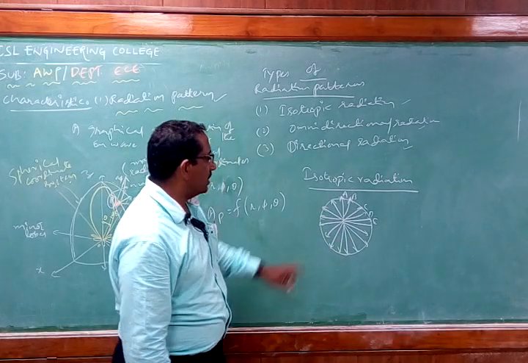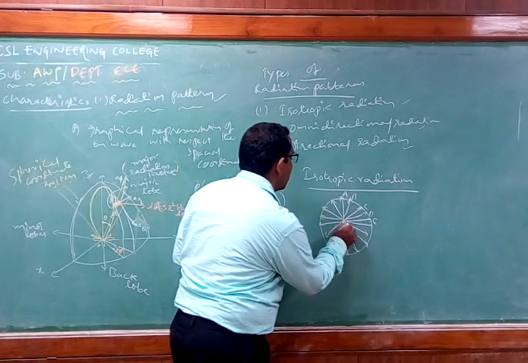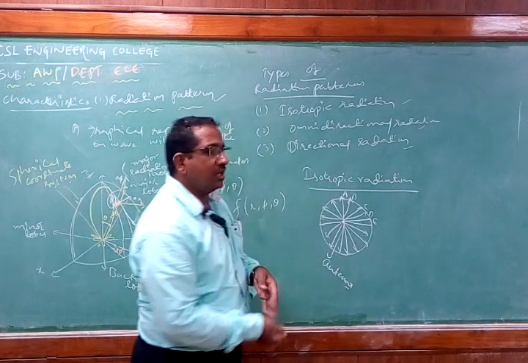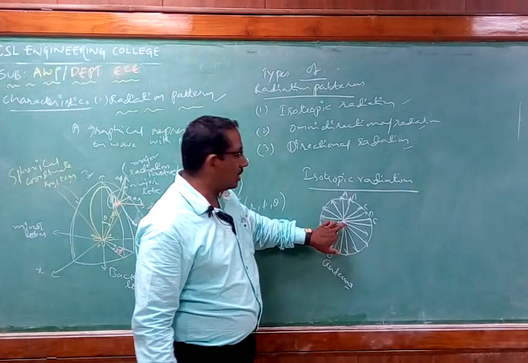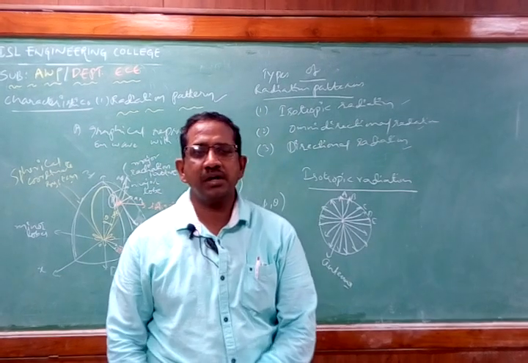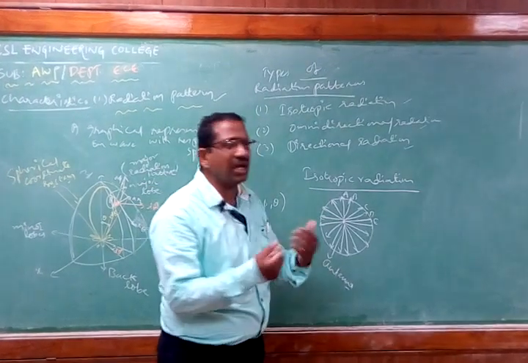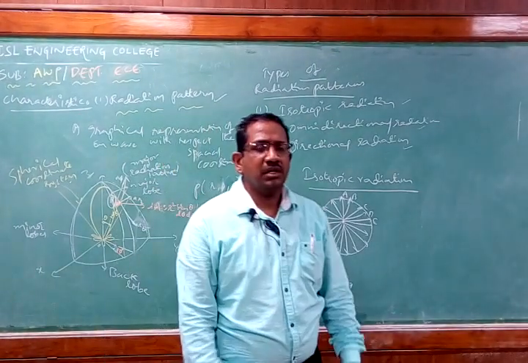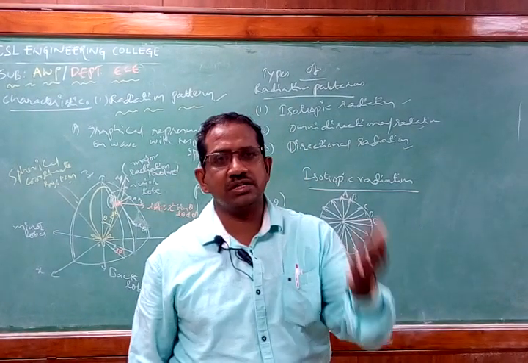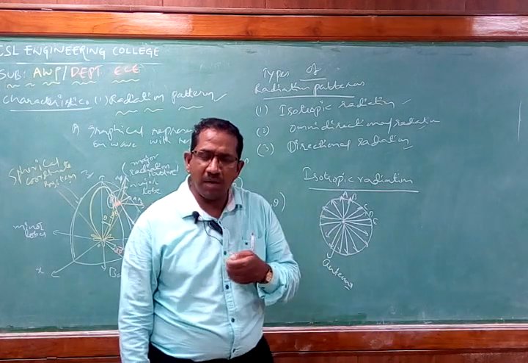Which means what? Whatever antenna you put here is going to radiate the energy in all the directions equally. So an isotropic antenna radiation pattern is a radiation pattern which radiates in all the directions equally. Any antenna which radiates the EM energy in all the directions is simply known as an isotropic antenna. But practically, can we have an isotropic antenna?